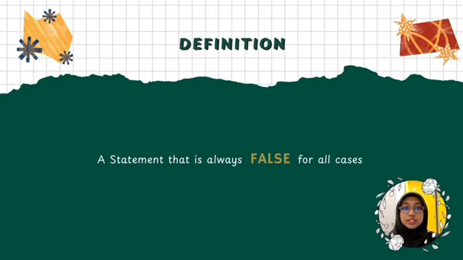A contradiction is a compound logical statement that is always false, regardless of the truth values of the individual components involved. This means that in every possible combination of truth values, the overall result of the statement will be false in the truth table.